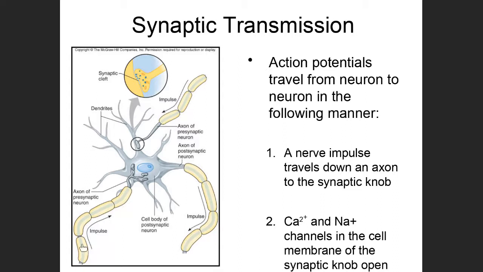We get a nerve impulse, it's going to travel down the axon to the synaptic knob, and on that synaptic knob we have calcium channels and we have sodium channels. And when the action potential or the electrical signal gets to that synaptic knob, we're going to have calcium and sodium channels that actually open up on that structure.